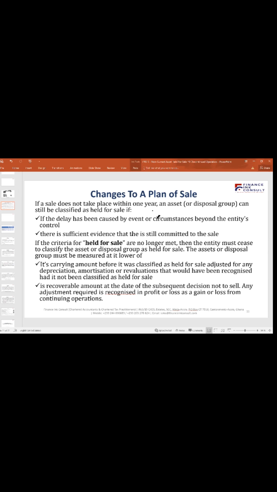One, the delay has been caused by an event or circumstance beyond the entity's control. Sometimes you could see that management have tried their best. They've done whatever they can do, but they didn't get a buyer. The price too is reasonable, just that they didn't get anyone to come and buy. And two, there is sufficient evidence that management is still committed to the sale.